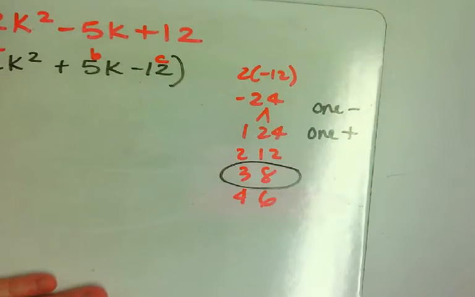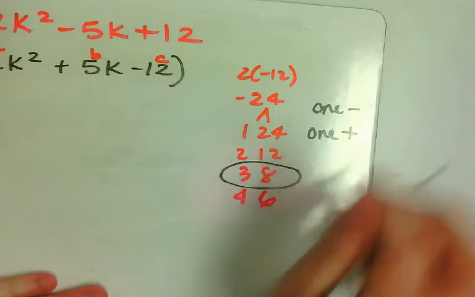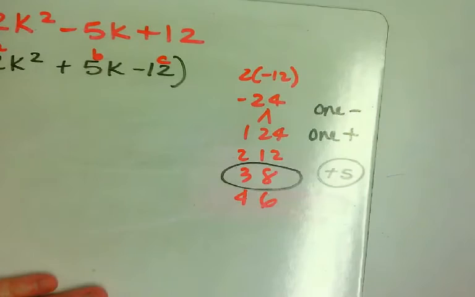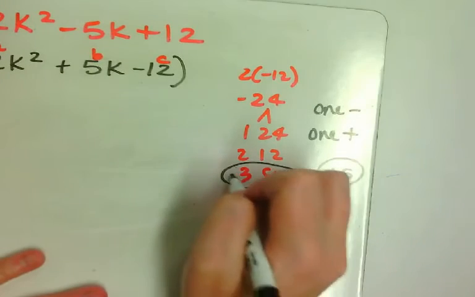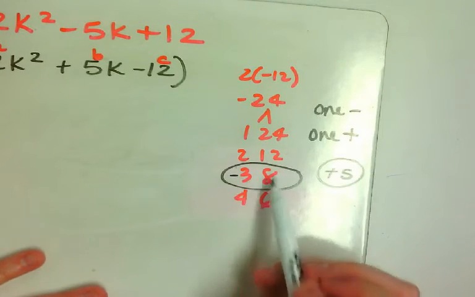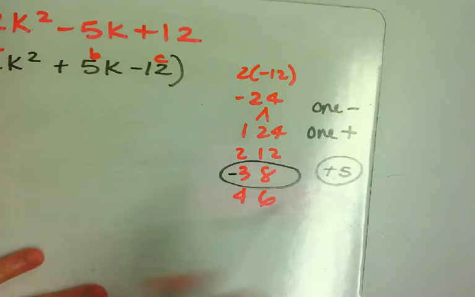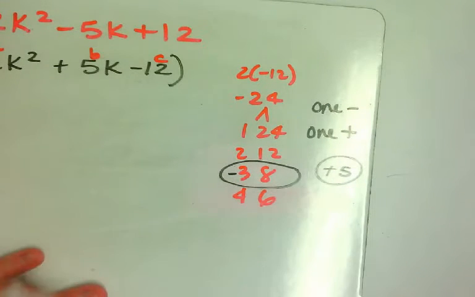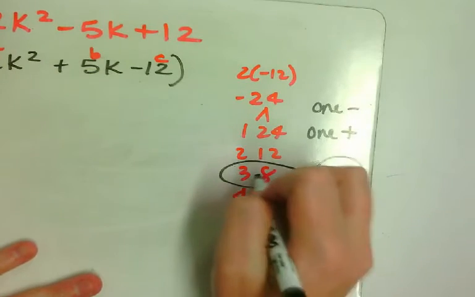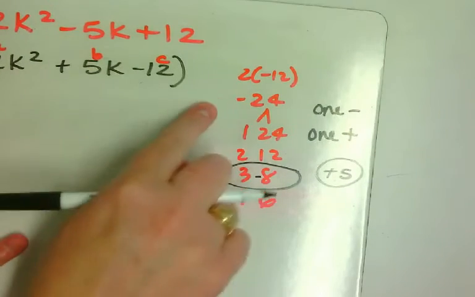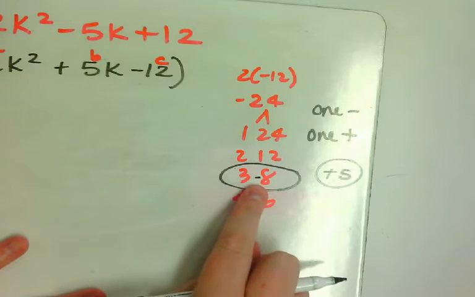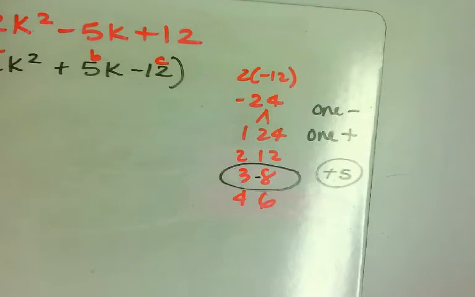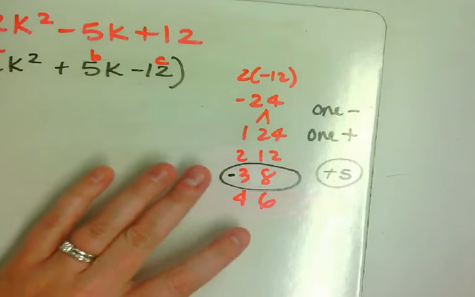3 and 8. Okay, and I need it to be a positive 5. So which one's going to be negative? The 3. And I can check. Is negative 3 times 8 negative 24? It is. Negative 3 plus 8, a positive 5. Yes. One of the biggest mistakes is people doing it the other way. It multiplies to be negative 24, but does 3 plus a negative 8 add to give me positive 5? No. So we're going to use the negative one with the 3. Anyone confused with where that came from?